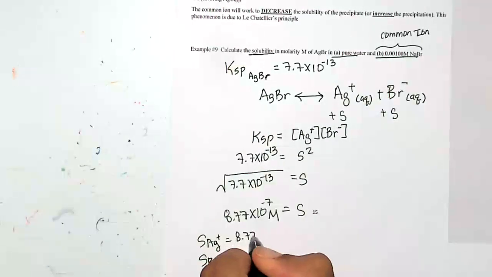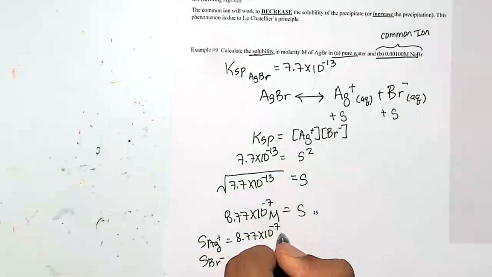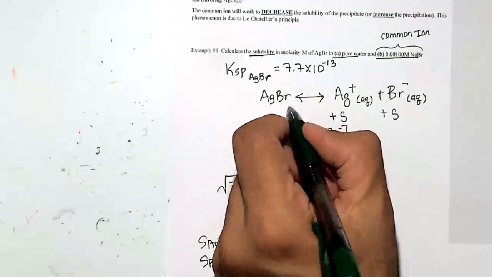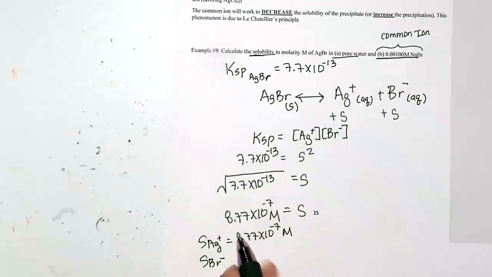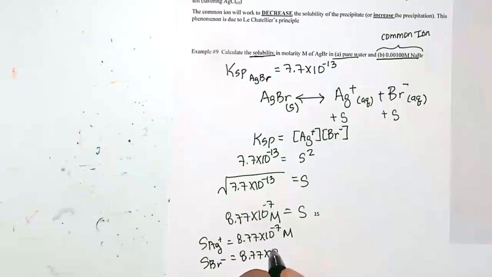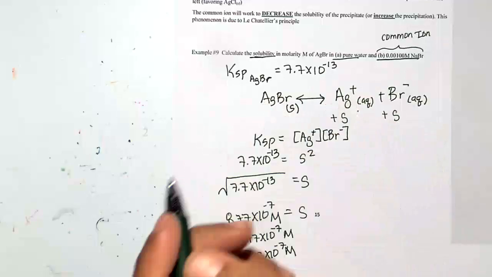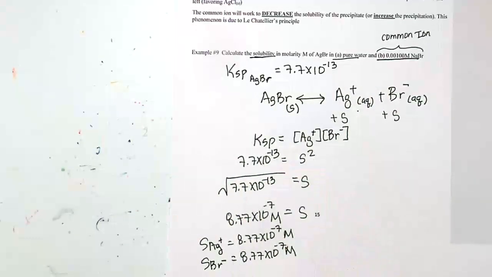So 8.77 times 10 to the minus 7 moles of Ag plus will go back into the water, the solution phase, not in the solid phase, and 8.77 times 10 to the minus 7 molar will go in the aqueous phase and not the solid phase for Br minus.